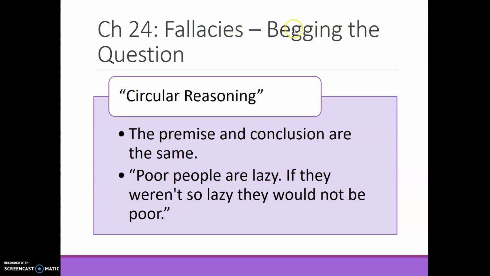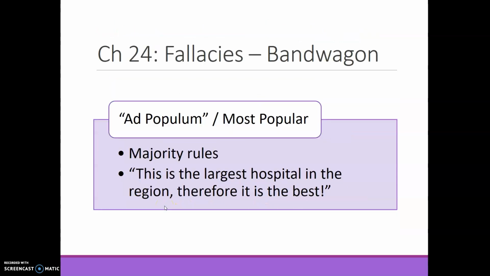So, begging the question, the first fallacy. That really is circular reasoning. The premise and conclusion are the same. You're really not putting in any facts or statistics. You're just restating what you already said. So, example, poor people are lazy. If they weren't so lazy, they would not be poor. All you've done there is just circular reasoning, because you've said that poor people are lazy, and you've said if they weren't so lazy, they would not be poor. So, it's just the same thing restated, which does not make a good argument.